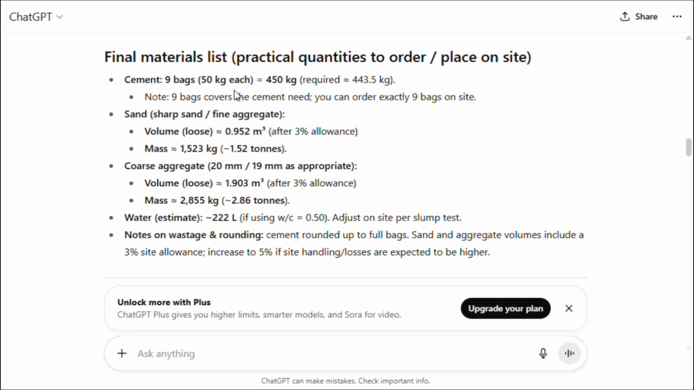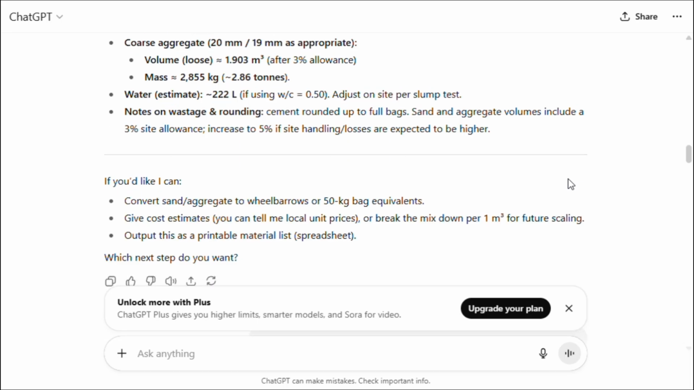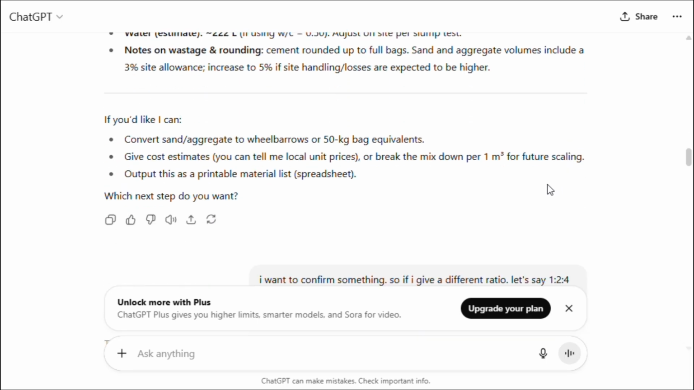Got 0.952 meter cube of sand, then 1.903 meter cube of coarse aggregates. Gave 3% allowance for wastes. Mostly I use between 10 to 30%. You can give the percentage you want to it so that it uses that for calculation.